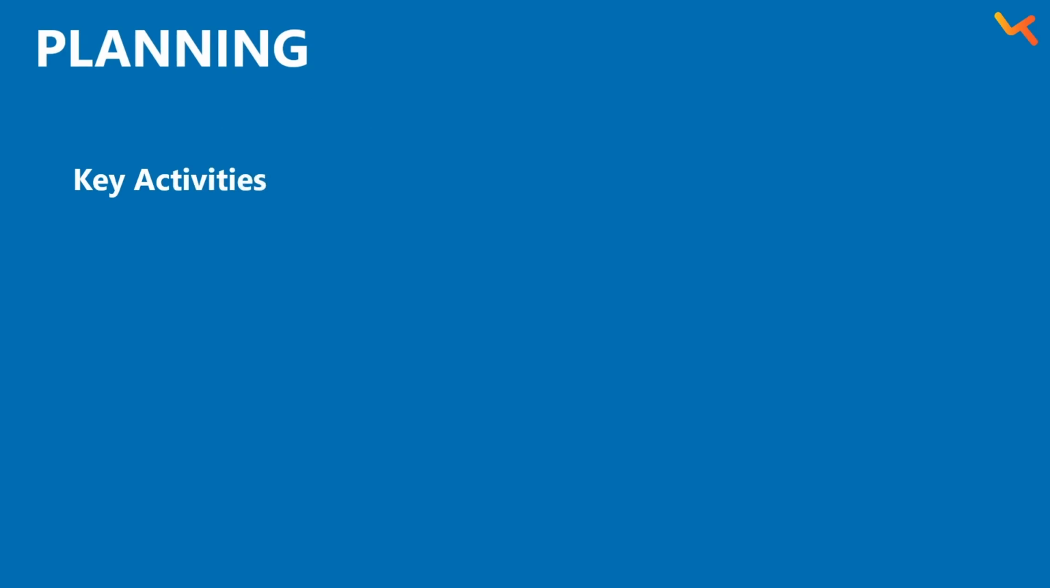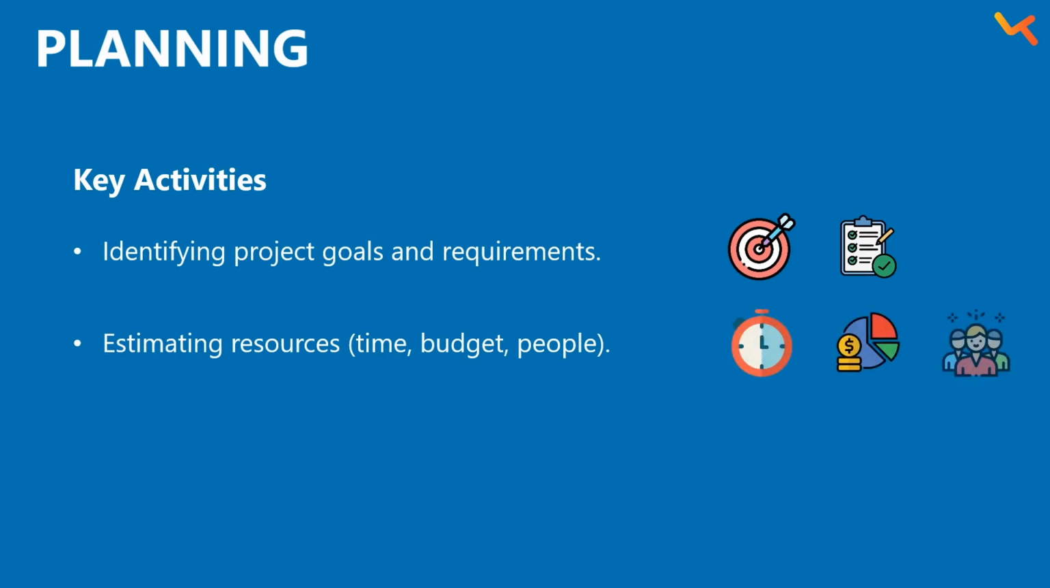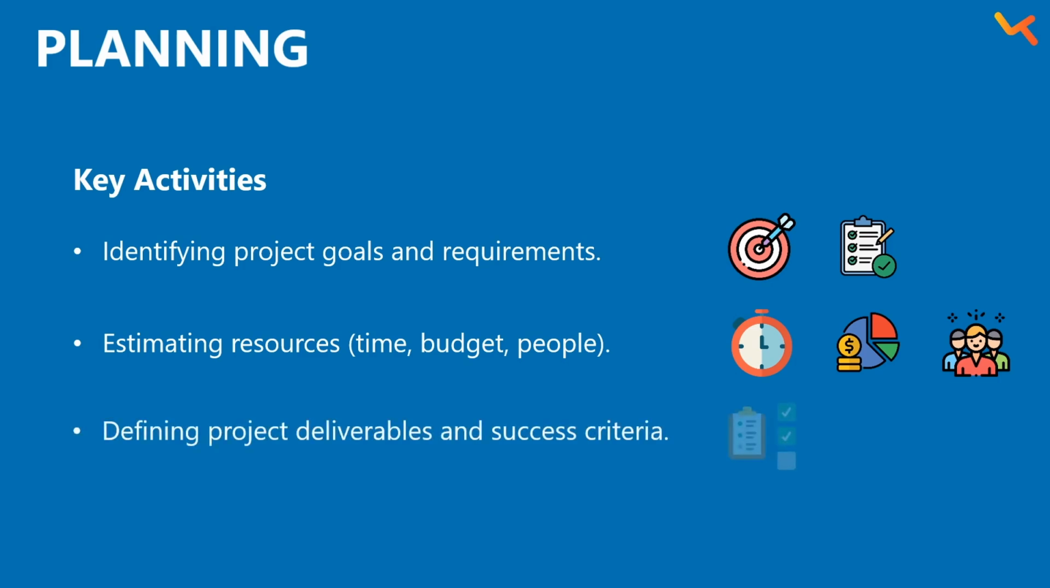This is the very foundation stage where the project roadmap is defined, and the key activities as a standard are identifying the project goals and the key requirements, estimating the resources such as time, budget, people: how much time it is going to take to develop the software, how much budget it may take, and what all people do we need in order to develop this particular software. With these resources, they define the project deliverables and the success criteria for each of the following phases.